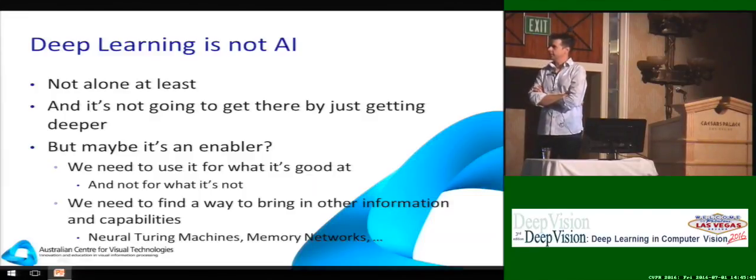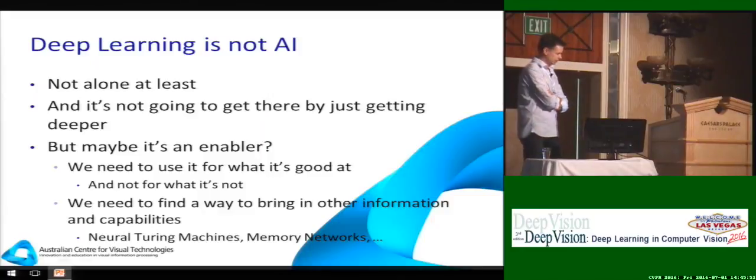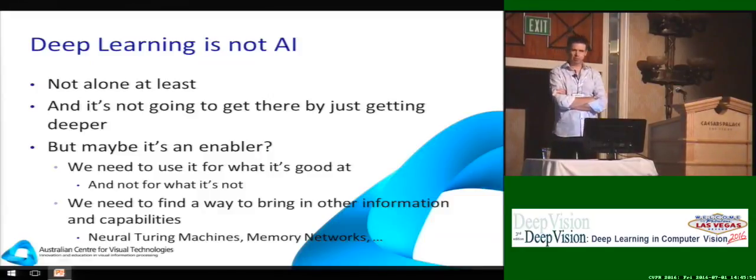Okay, so we need to find, as far as I'm concerned, if we're going to use this thing as an enabler, if it's going to be a part of the solution, then we've got to figure out how it's going to interact with other information and other capabilities. And that's really what I'm interested in at the moment: how you can bring together this fantastic new capability and all of the other information that's out there, hopefully in order to do something that's a step towards AI, or even just a step up that ladder.